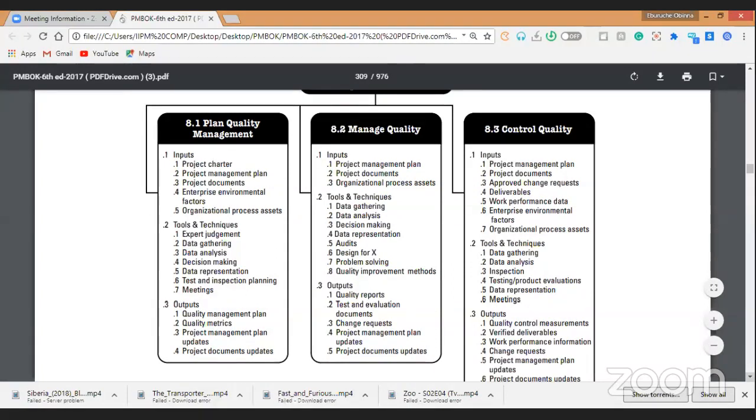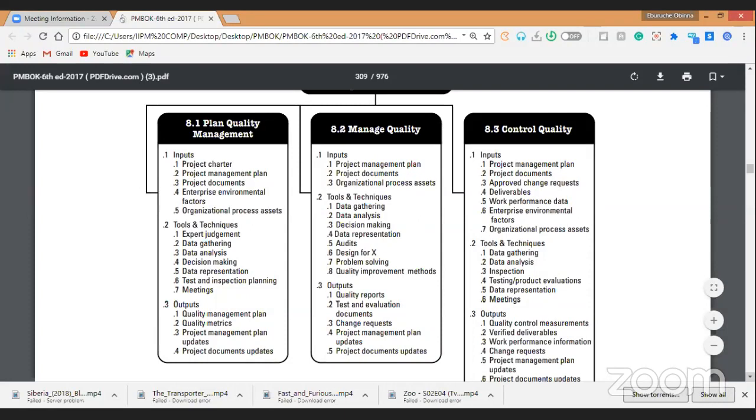So I have plan quality management. Under it, we'll have the inputs, the tools and techniques, and the outputs. Then we'll have manage quality, to incorporate inputs, tools and techniques, and the outputs. Then we'll have control quality, to incorporate the inputs, tools and techniques, and the outputs as well. Now, these are all the things we are going to be looking at in quality management. The truth is, if you can understand this overview, you've understood to a great degree everything that has to do with quality management.